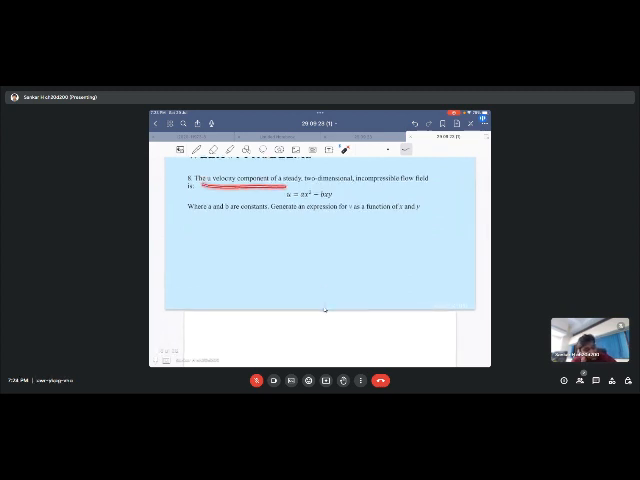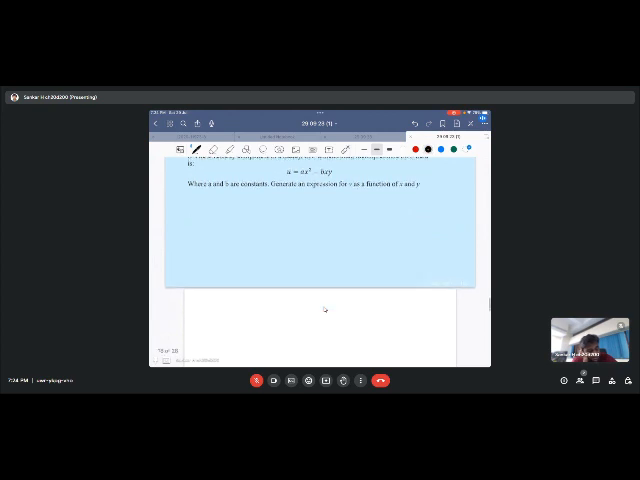So the u velocity, which is given by this, let's see, we know that vector v in the two-dimensional plane is a function of u and v.